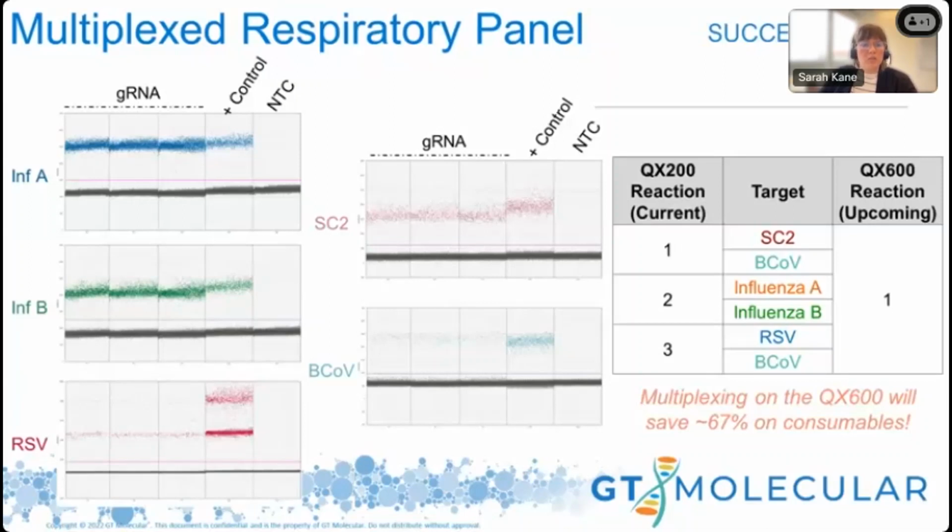On this slide, we have SARS-CoV-2 over here, and bovine coronavirus, which is our internal process control that serves as our proxy, in ATTO 590. Influenza A is in FAM, influenza B is in HEX, and RSV is in Cy5. You can imagine the wealth of information that we're able to monitor from a single well. And a huge benefit of this is that we're going to be able to save 67% on consumable costs just by merging what we used to have to do in 3 reactions down into 1.